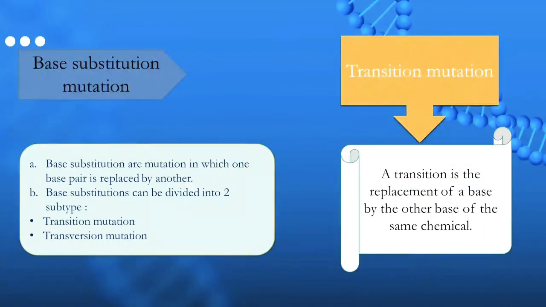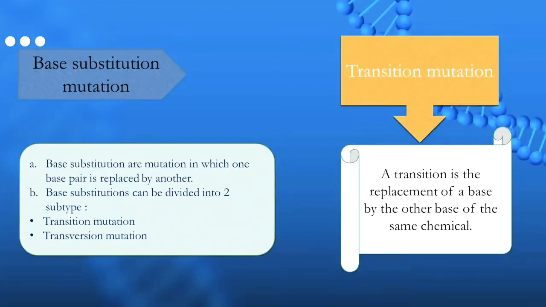I will present about the base substitution mutation. Base substitution is a mutation in which one base pair is replaced by another. Base substitution can be divided into two types: transition mutation and transversion mutation.